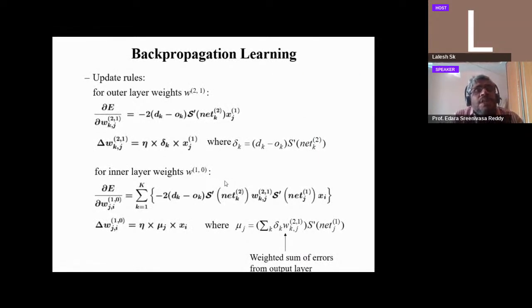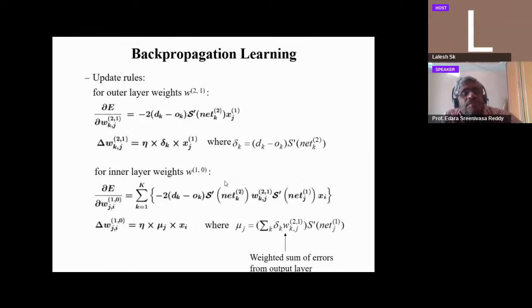Now the update rules for output layer w2 comma 1. Dou E by dou w2 comma 1 is equal to minus 2 into d minus o into s dash of net 2 into x of 1. X of 1 means output response of hidden layer or input response of output layer. Input response of output layer is nothing but the output response of hidden layer. And change in the w2 comma 1 is equal to eta, the learning rate, all of you know. Eta into delta k into xj, where delta k is equal to dk minus ok, desired response minus output response, into s dash of net 2.